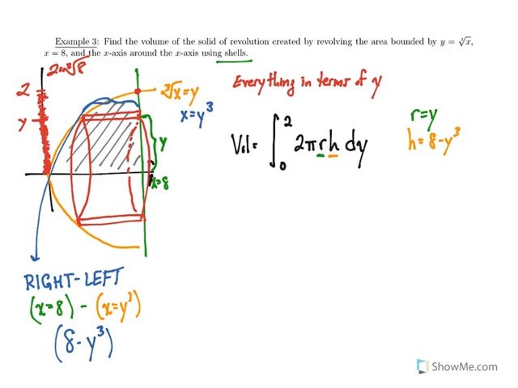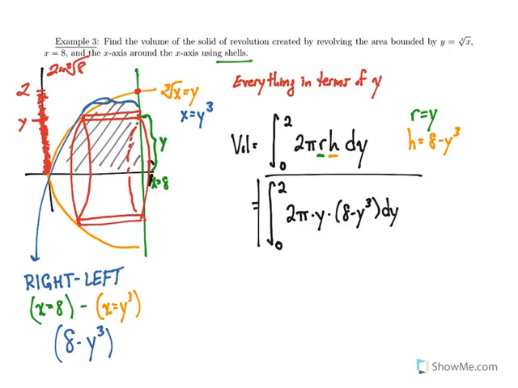So plugging this all in, we have the integral from 0 to 2 of pi r, where r is y, h is 8 minus y cubed, dy. Both of these answers that we got in the last two problems are the same. It's just two different ways of going about the same problem.